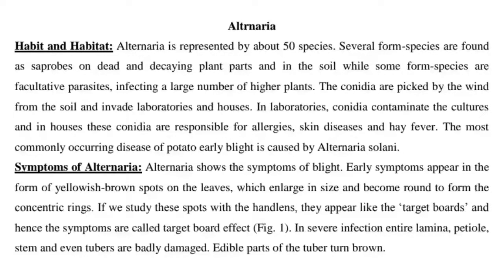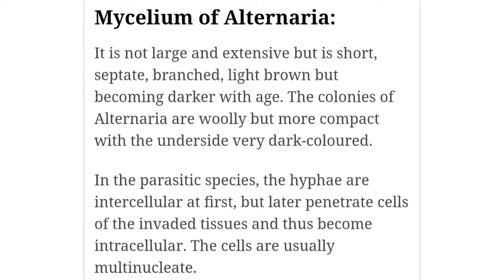Fig. 1. In severe infection, the entire lamina, petiole, stem and even tubers are badly damaged. Edible parts of the tuber turn brown. Mycelium of Alternaria. It is not large and extensive but is short, septate, branched, light brown but becoming darker with age. The colonies of Alternaria are woolly but more compact, with the underside very dark colored. In the parasitic species, the hyphae are intercellular at first, but later penetrate cells of the invaded tissues and thus become intracellular. The cells are usually multinucleate.